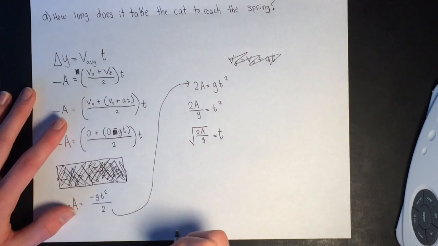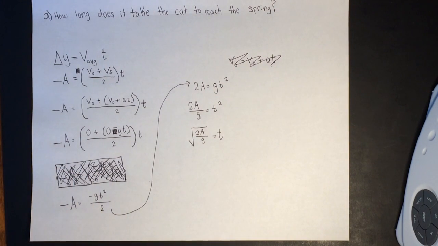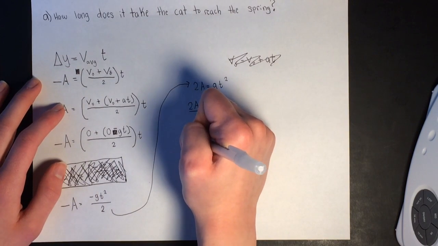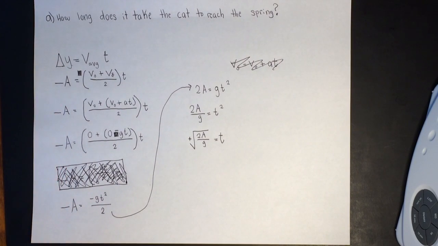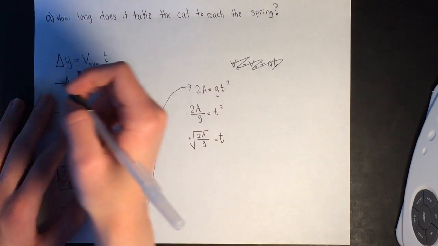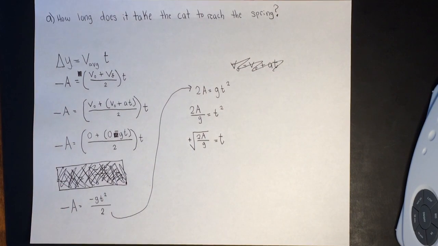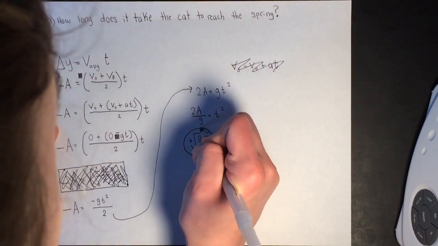And of course, square roots have positives and negatives. Like the square root of 4 is positive 2 and negative 2. So this is going to be the positive square root, because negative time pretty much doesn't make much sense, right? It doesn't take the cat negative time to fall off the cliff. It's going to be a positive amount of time. So that's what the answer to A is right there, the positive square root of 2A over g.